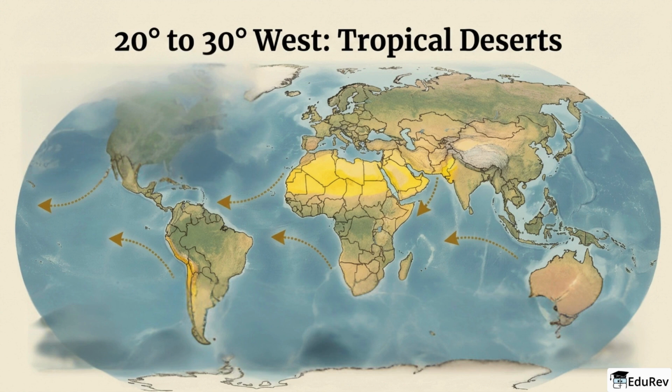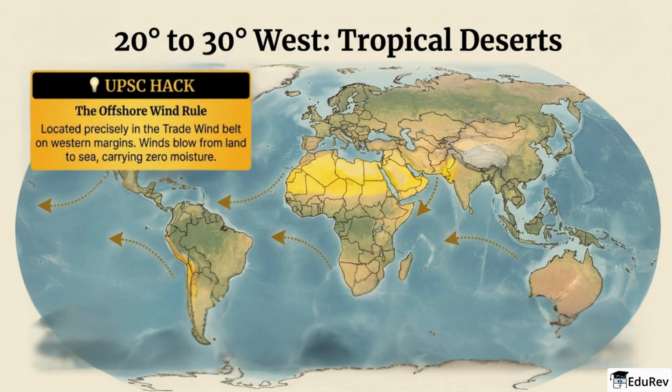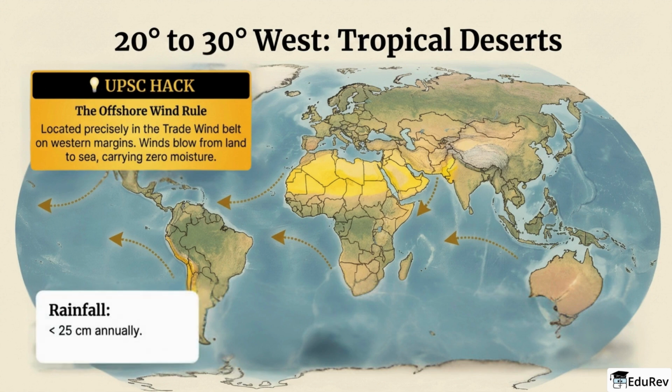Do not answer deserts with, because they are hot. That is lazy geography. The real rule is the offshore wind rule. These regions lie in the trade wind belt on western margins, and the winds blow from land to sea, carrying almost no moisture. Rainfall is therefore extremely low, often below 25 centimeters annually.